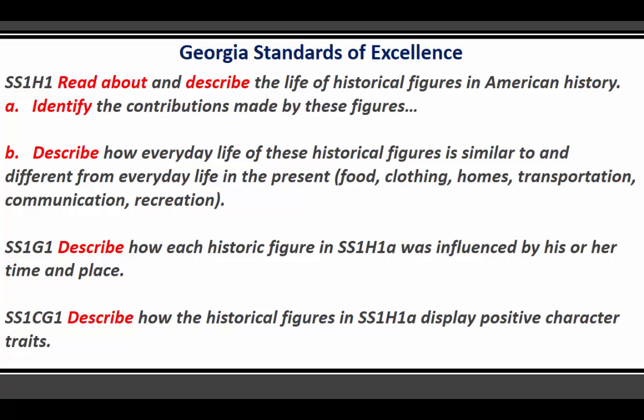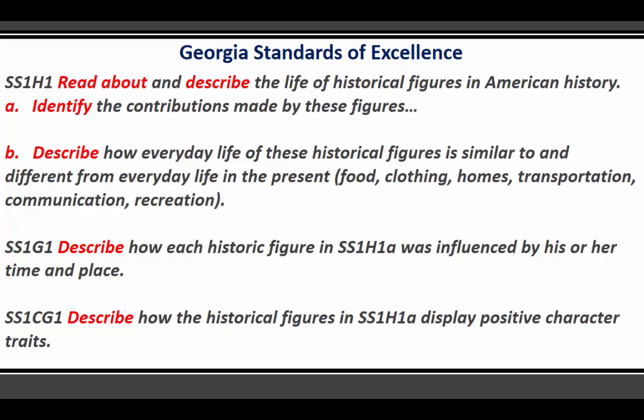In the first geography standard, SS1G1, students will describe how each historical figure was influenced by his or her time and place. The primary sources and the literature connections presented in upcoming slides may also be used to illustrate how the time period and place in which the person lived impacted their lives.